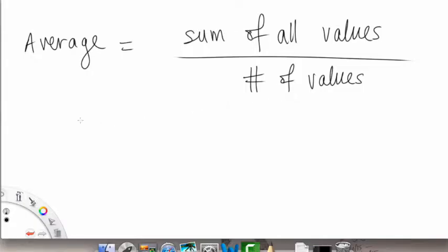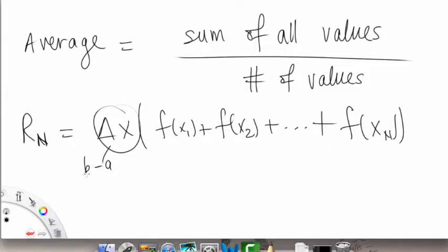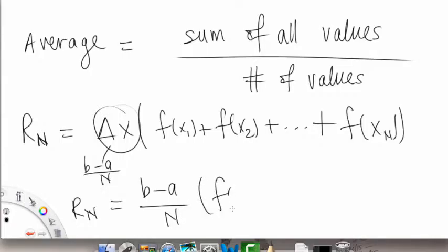Okay? So if we apply this to our area formula to get an average value of our function, let's say we're starting with a right endpoint approximation. So this is equal to delta x times f of x sub 1 plus f of x sub 2, and etc., until we get to f of x sub n, right? So that's for the right-hand approximation there, and then let's rewrite that as what we know is the length of the interval, so b minus a divided by n, the number of subintervals. So we can rewrite this as r sub n is equal to b minus a over n, and then f of x sub 1 plus, and then the rest inside parentheses here.